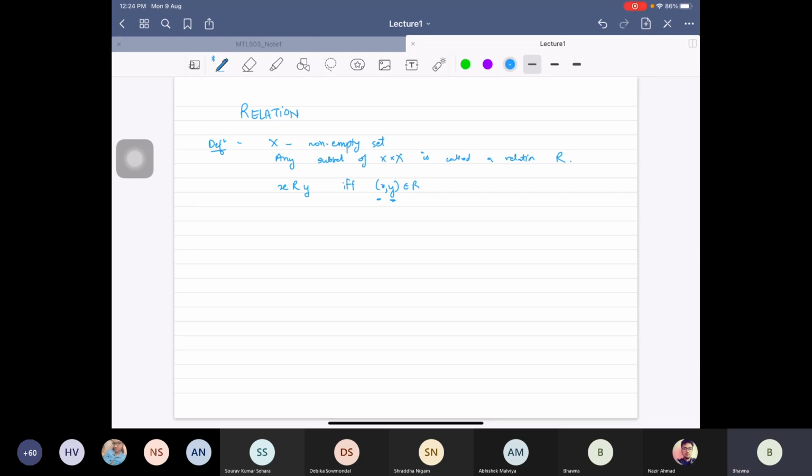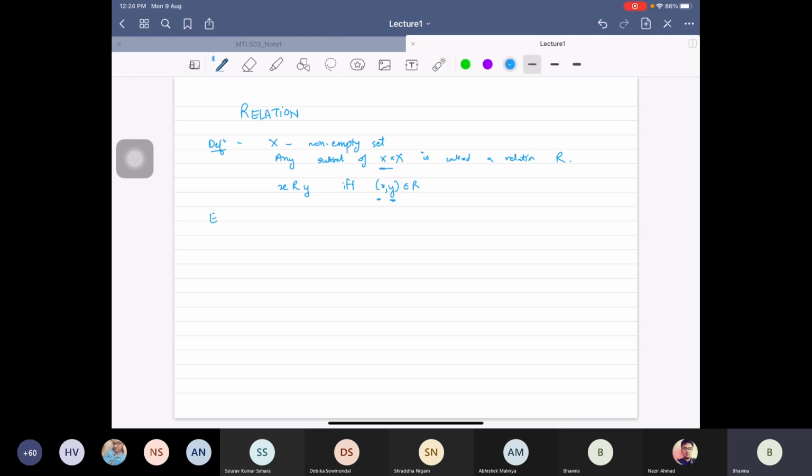Right, so we were talking about relations. It is precisely a binary relation because we are taking x twice, right? We are taking x twice. So this is actually a binary relation.